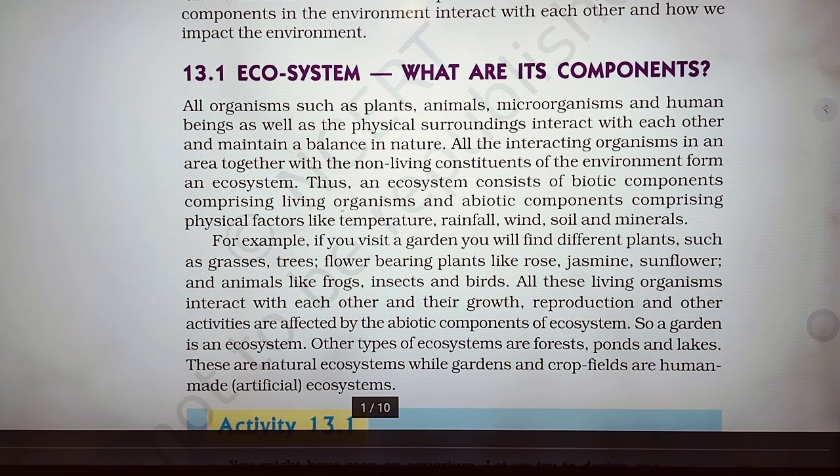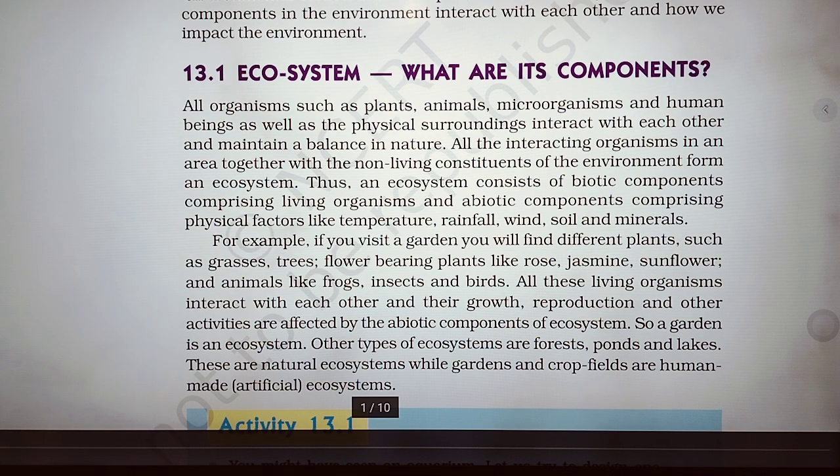Thus an ecosystem consists of a biotic component comprising living organisms, and an abiotic component comprising physical factors like temperature, rainfall, wind, soil, and minerals. An ecosystem consists of both biotic and abiotic components.